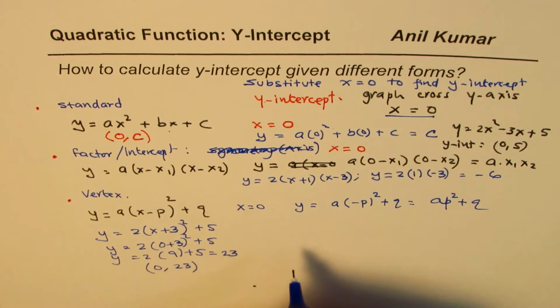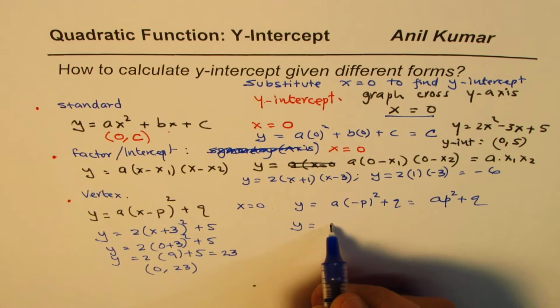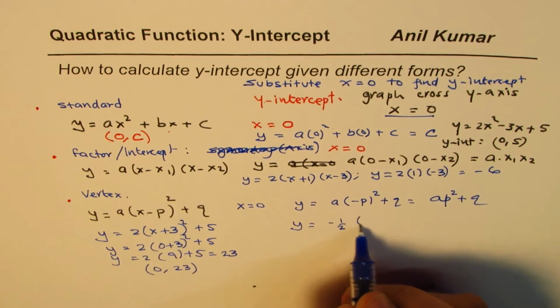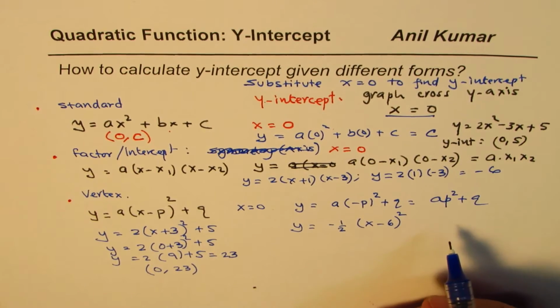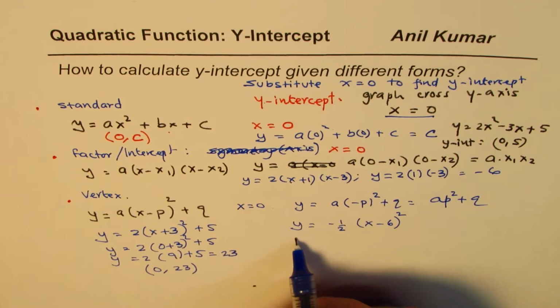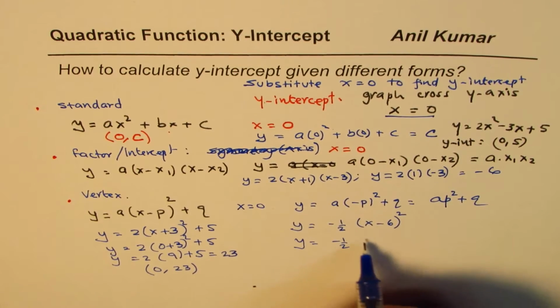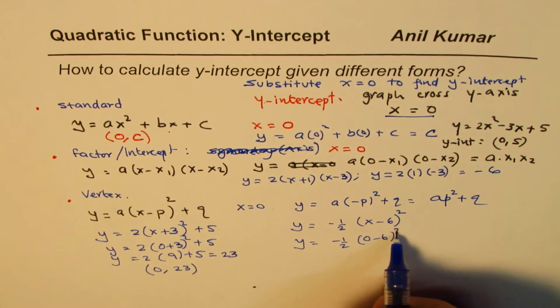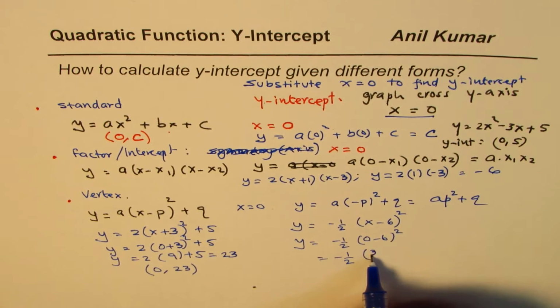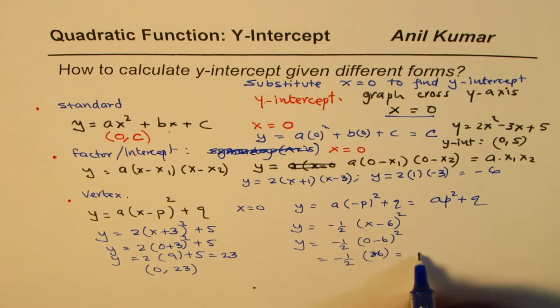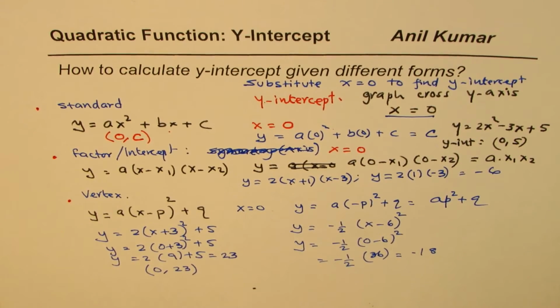At times you may have an equation like this also: y equals minus half times (x minus 6) whole squared, though no q value. Just substitute x equals 0. We get y equals minus half times (0 minus 6) whole squared, and that is minus half times 36, right? So half of 36 is 18 with a negative sign.